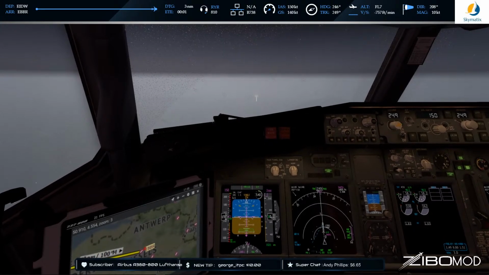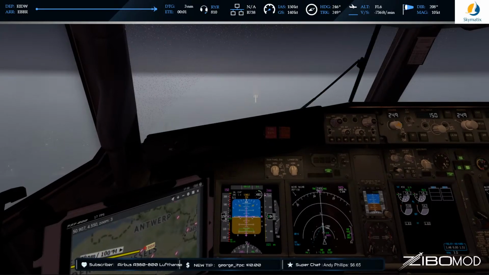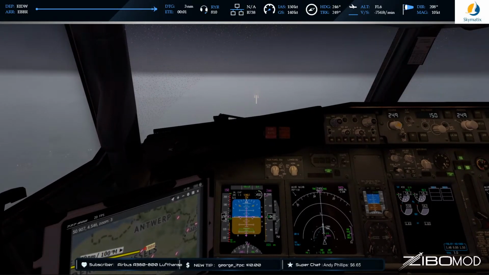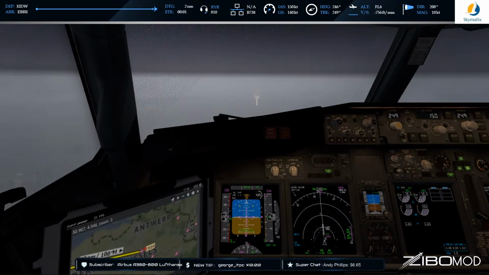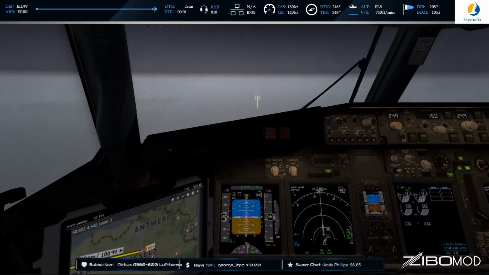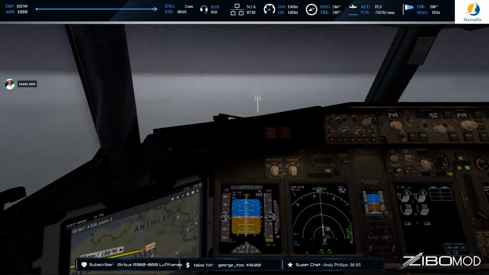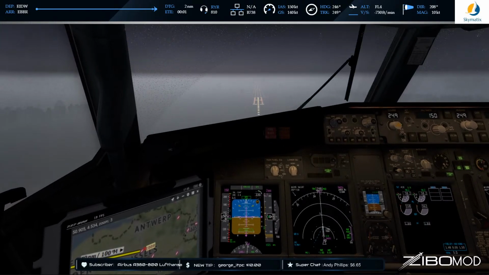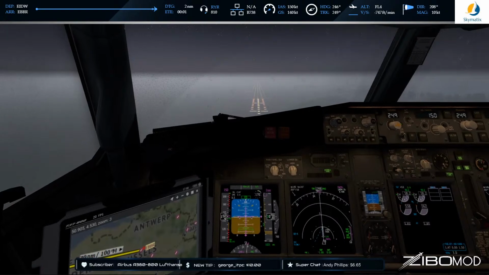Nice view. Very nice. And 810 clear to land. 300. Yeah, thank you. 200. Landing.